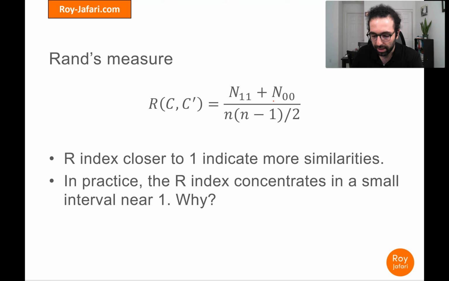The reason for that, the culprit, is N00. Most of the time your data objects are not going to be matched, so this is going to have a high value. That's why Rand is actually not a really reliable metric to compare clusterings, but it is one of the metrics in the literature. This is good because we are also learning about these metrics, and we can see the disadvantage of Rand, which is going to be the strengths of the other ones.